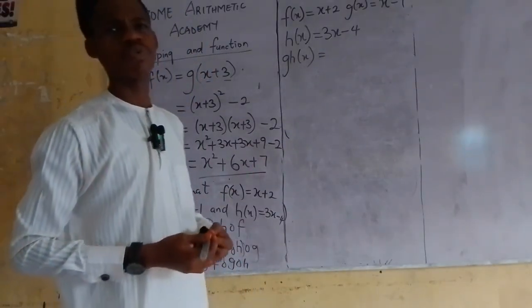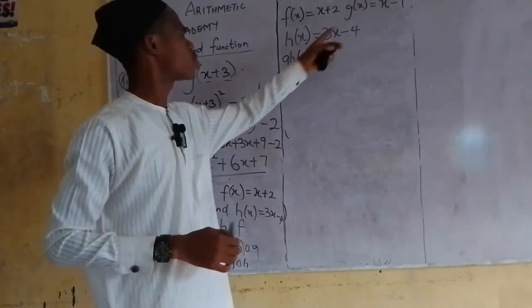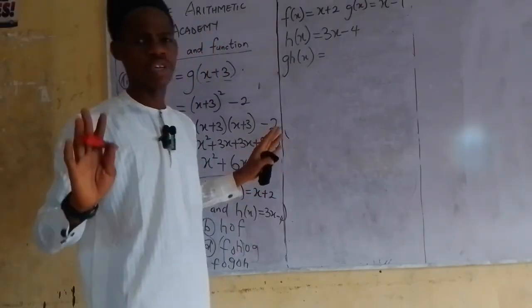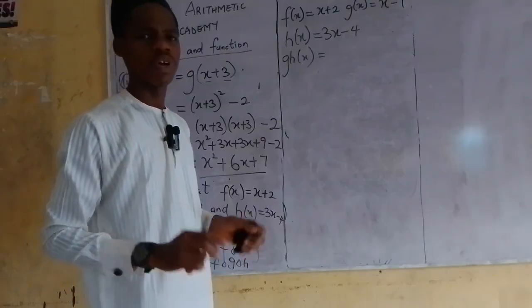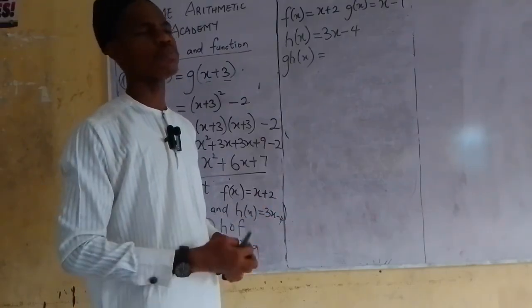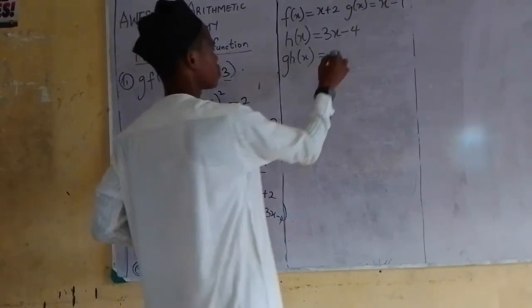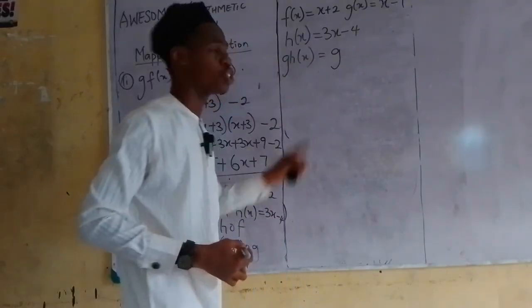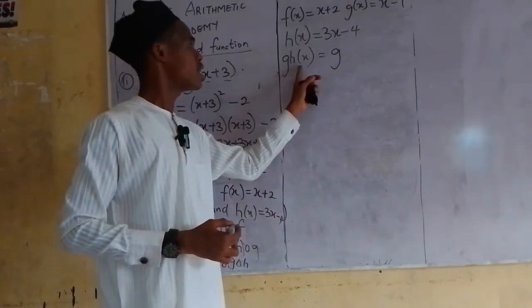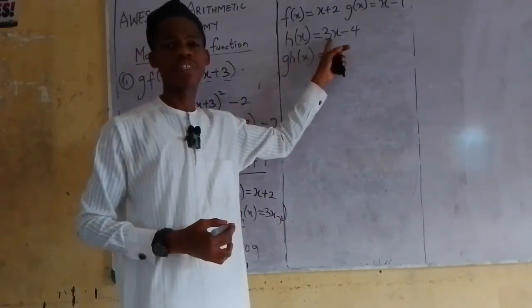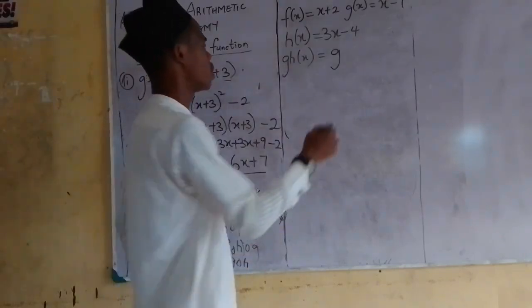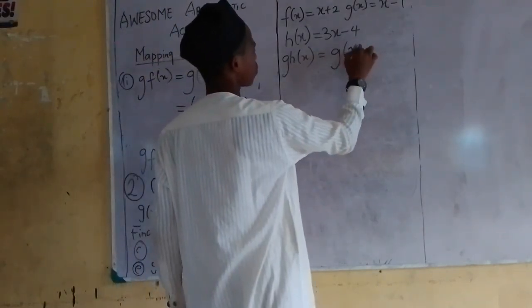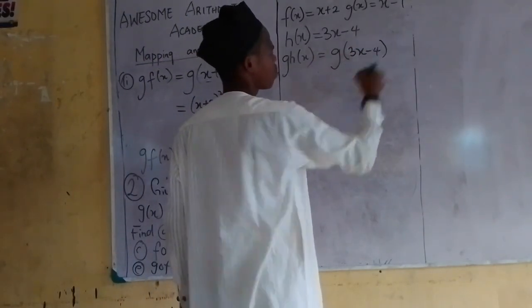Just the same way with what we did the other time. In this case, we are just using g and h, not f yet. So in that case, we don't have any problem to solve that. So what does this mean? I will still bring back my g first. Then what is h of x? h of x is 3x minus 4. So that means in brackets now I'm having 3x minus 4.